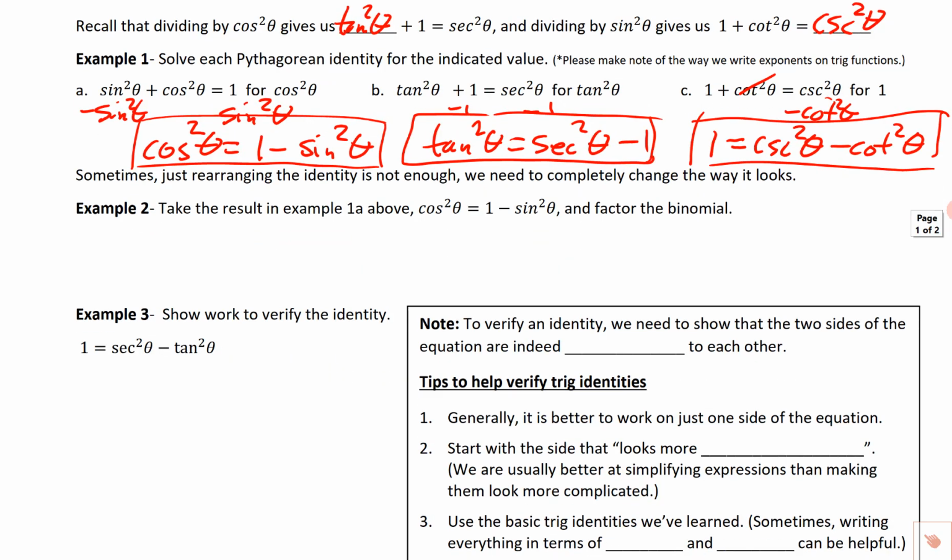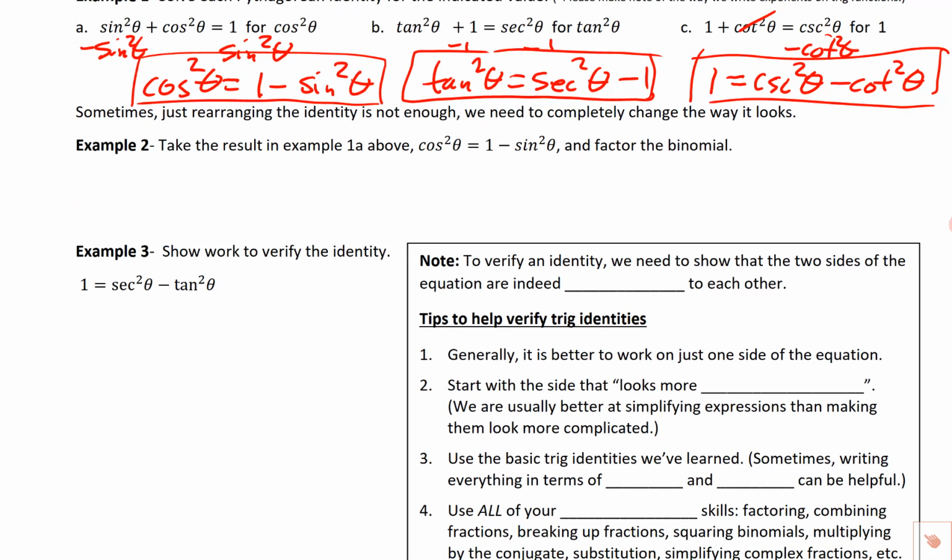So here's what we're going to be doing, and I think you're going to like the assignment. It says, take the result in example 1a above, which is this, and factor the binomial. So we're going to take this and we're going to break it into more pieces.